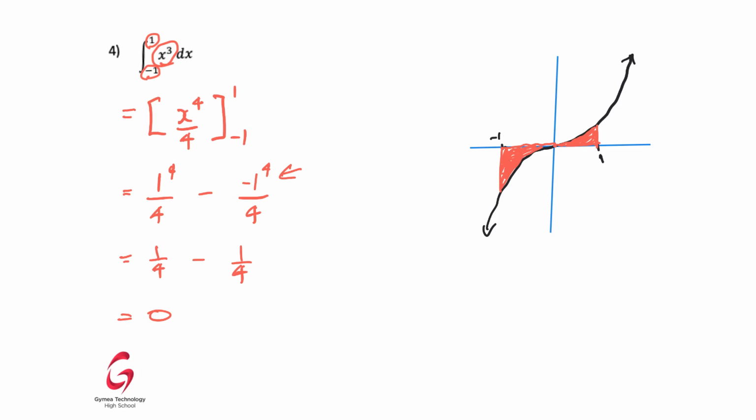Has anyone got it yet? It's because this area has a value of 1/4 and this area has that value of 1/4, but it is underneath, so it's really a negative value. Alright, so if we're just evaluating this integral, the answer is going to be 0. If we're finding the area, things might change a bit.